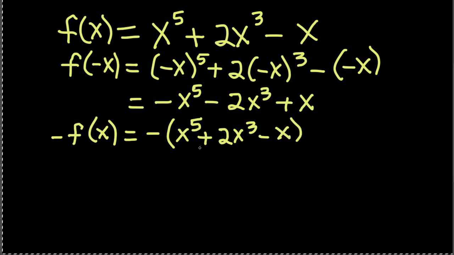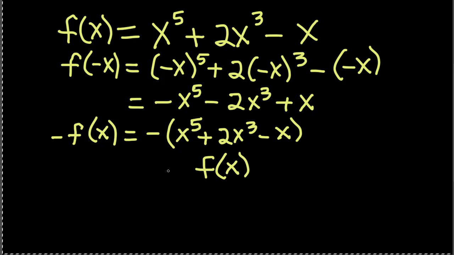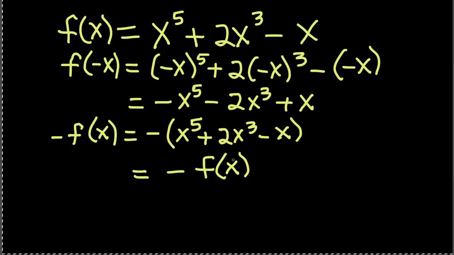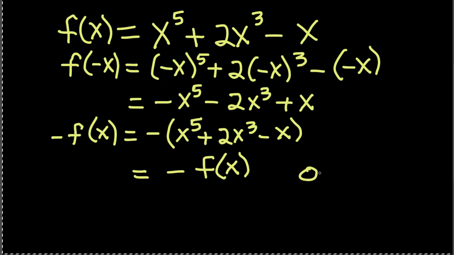Notice what I have here: x to the fifth plus 2x to the third minus x, the part in parentheses, is equal to the original f of x. But there's a negative sign in front of it. Therefore, that is equal to negative f of x. So I have shown that f of negative x is equal to negative f of x. Therefore, by definition, this function is odd.